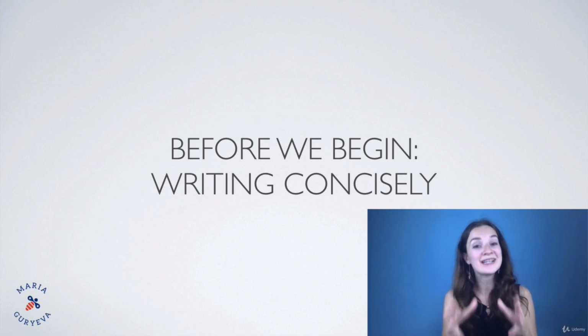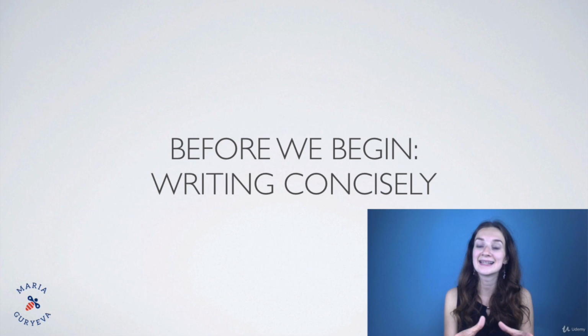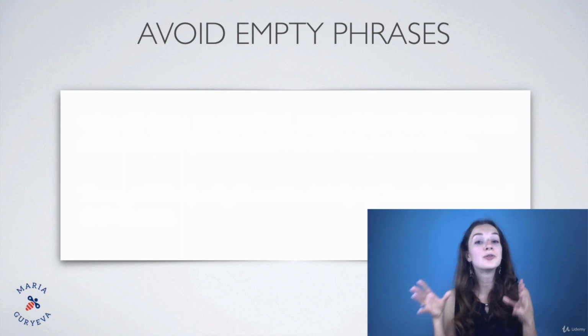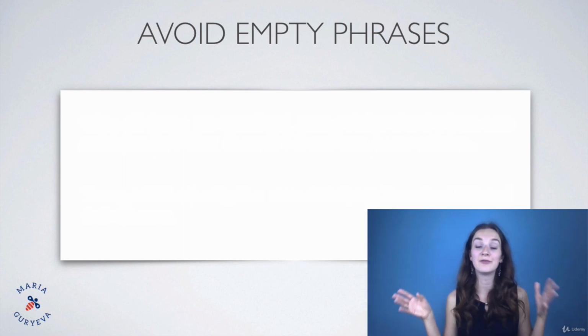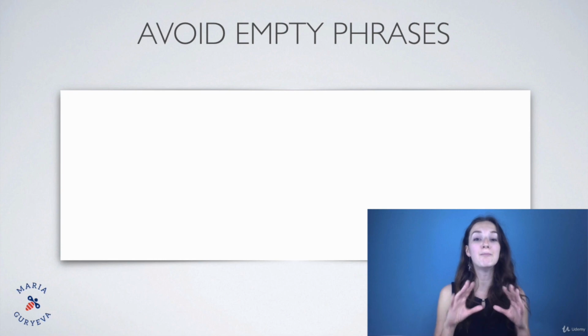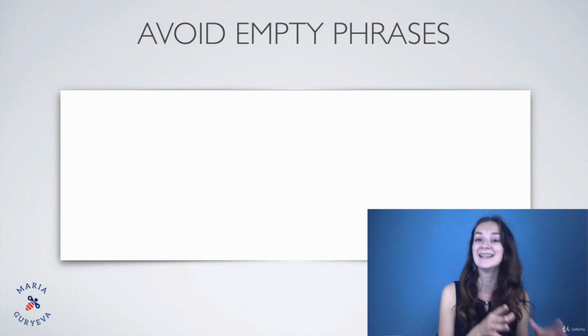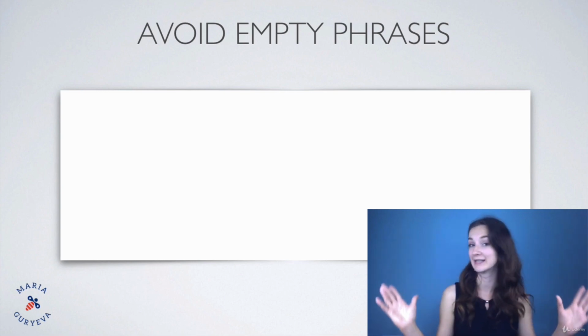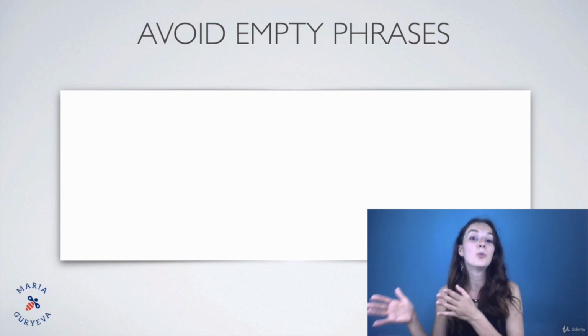So what we're going to discuss in this lecture is writing concisely. How do we make sure that our essay is written concisely? Let's have a look. So first of all, in order to write concisely, we need to avoid empty phrases. It is a common mistake of many people who are trying to write in English when English is not their first language. They try to use as many words as they can so that they meet the word limit.